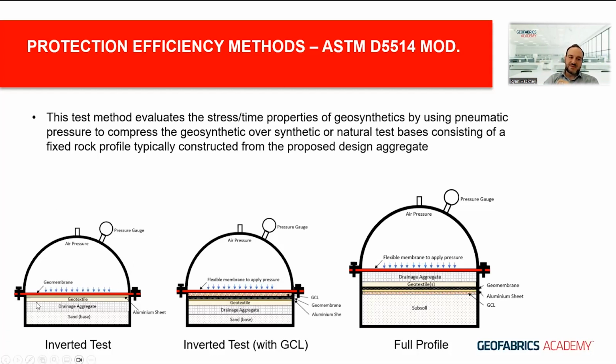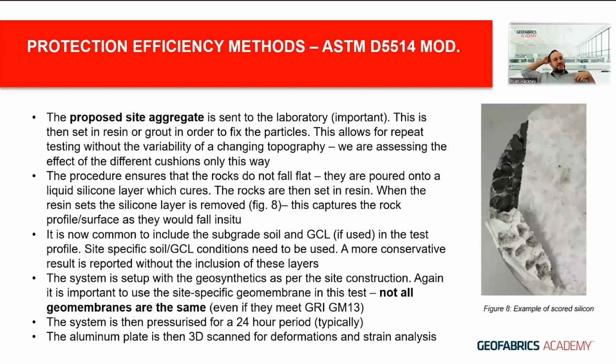There's a level of conservatism that can be used with this traditional inverted test, whereas if you want to be site-specific and really get to a low level of strain, you have to incorporate this full system in the test. So in this methodology, the proposed site aggregate is sent to the lab. Again, same as LFE2, it's very important that you're using the site-specific materials. This aggregate is then set in a resin or a grout, and that fixes the particles into position. And this is the main difference between the two, the European methodology and the one they use here.